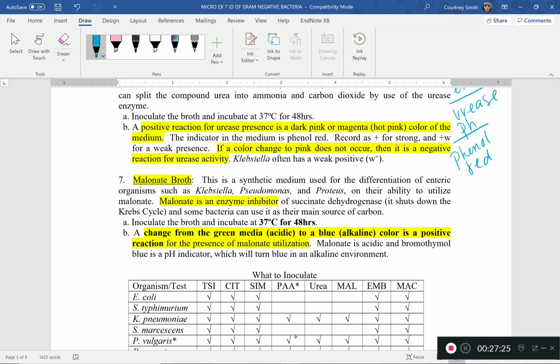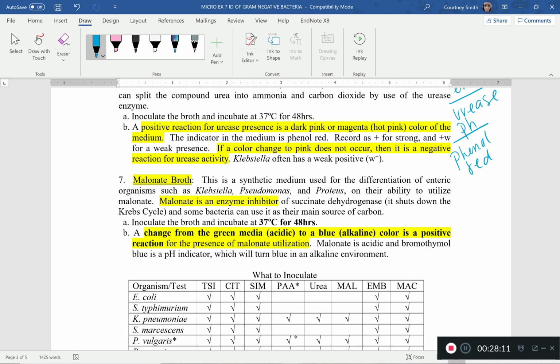But with malonate, like I said, you're looking for a color change. If there is a green color to your broth, then that means that it's an acidic environment. And if it changes to blue, that means it's an alkaline environment, and it is positive for the presence of malonate, meaning that they are using malonate in order to function. So for malonate broth, you're looking for a color change. It uses the enzyme succinate dehydrogenase, and the pH indicator is bromothymol blue.